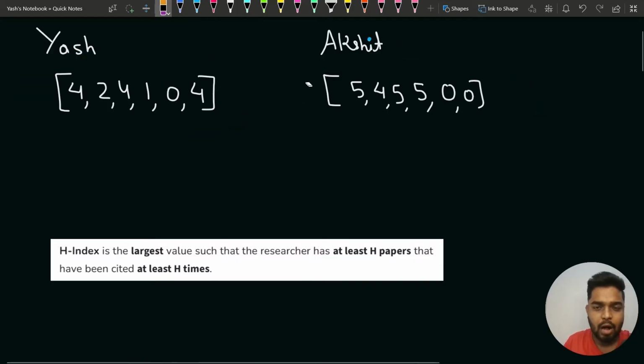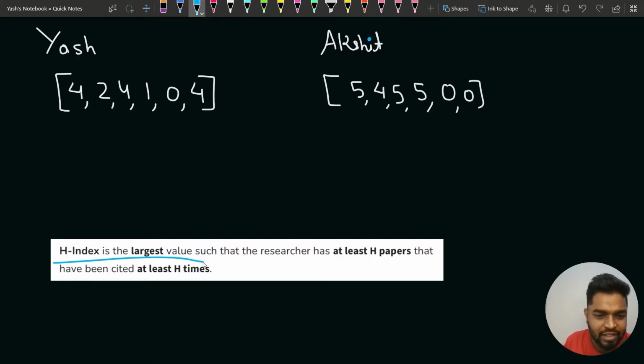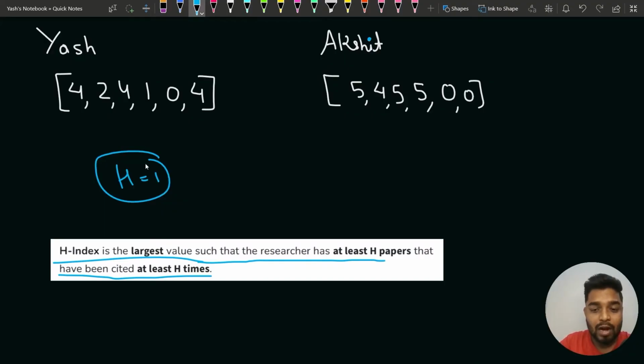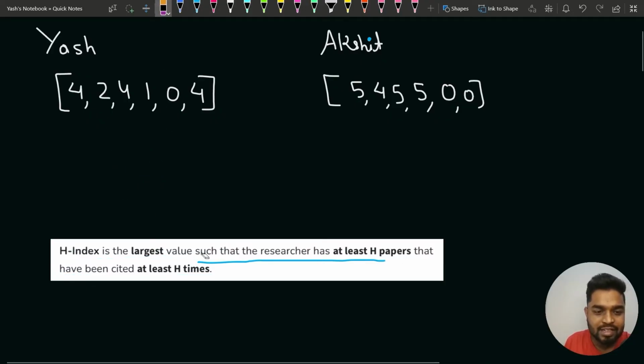Now, how can I find out the quality of the two researchers? To differentiate between them, I can use the concept of H-index. The H-index is the largest value of H such that the researcher has at least H papers which have been cited at least H times. So if H is 1, there should be at least one paper which has been cited at least one time. Let's understand this through these two test cases.